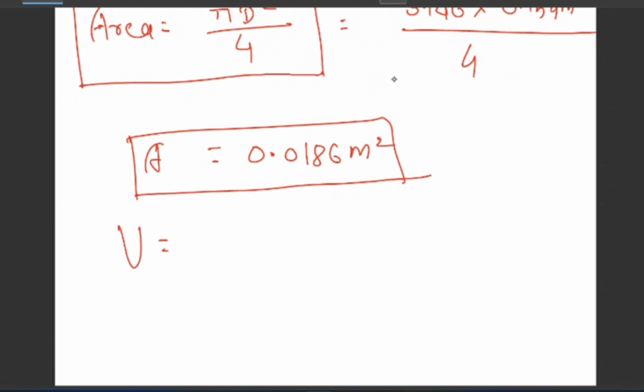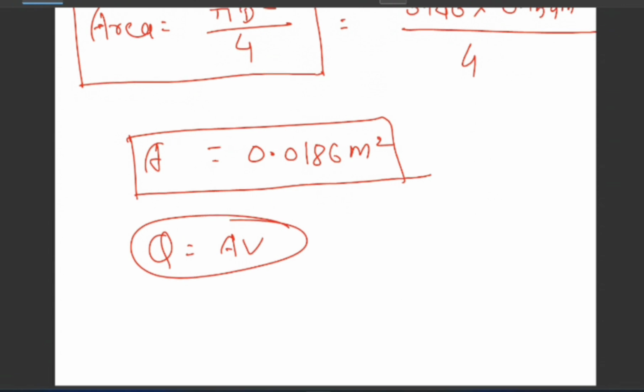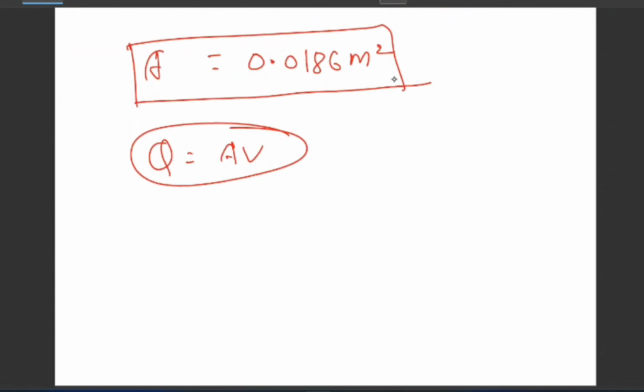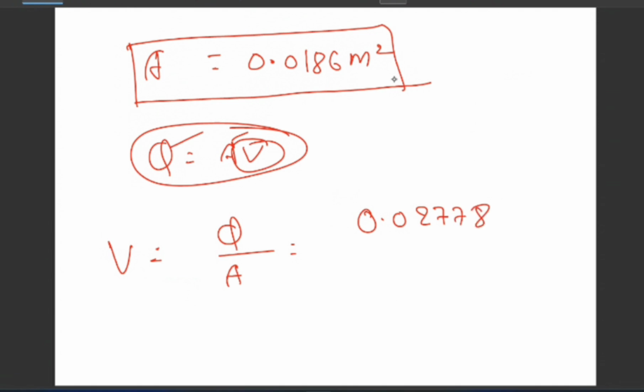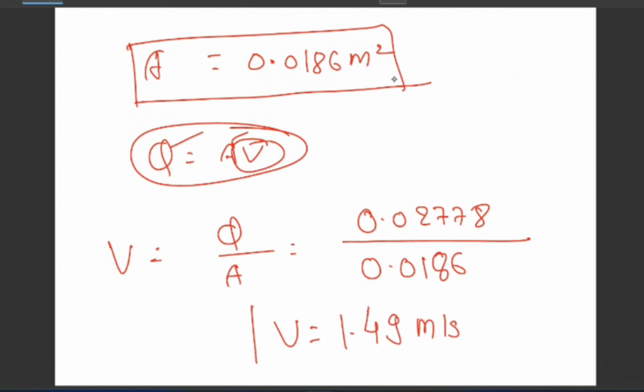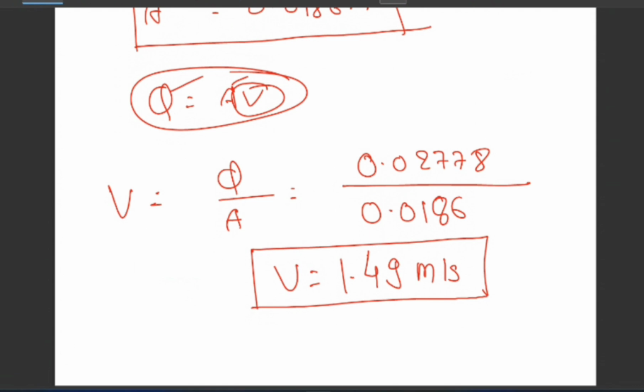So velocity is what? The basic formula is Q is equal to area into velocity. This is the basic formula for line sizing also. So we know the Q, we know the area, now velocity. So V is equal to Q by A. So what is the Q? 0.02778 divided by 0.0186. So V I have calculated as 1.49 meter per second.